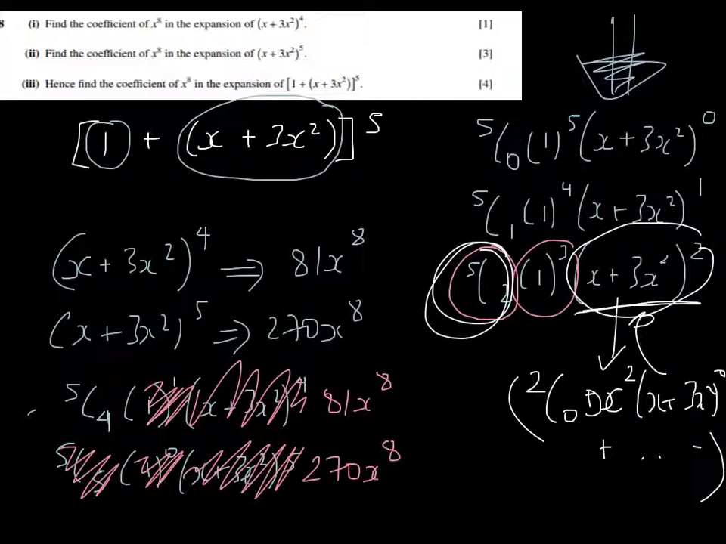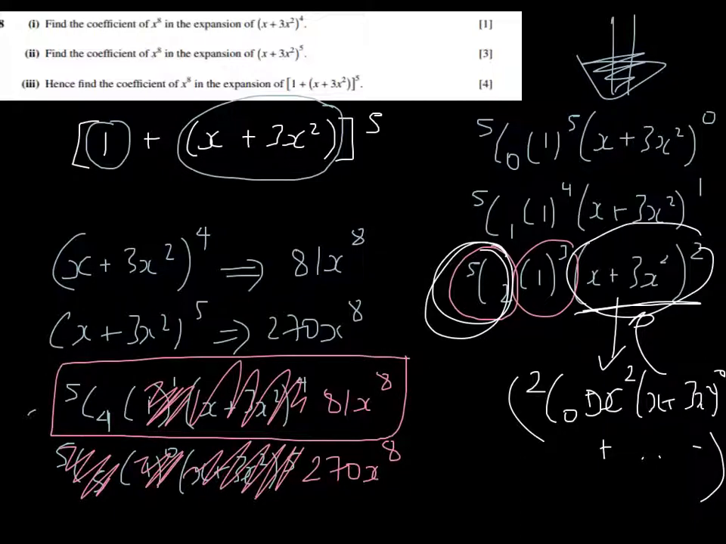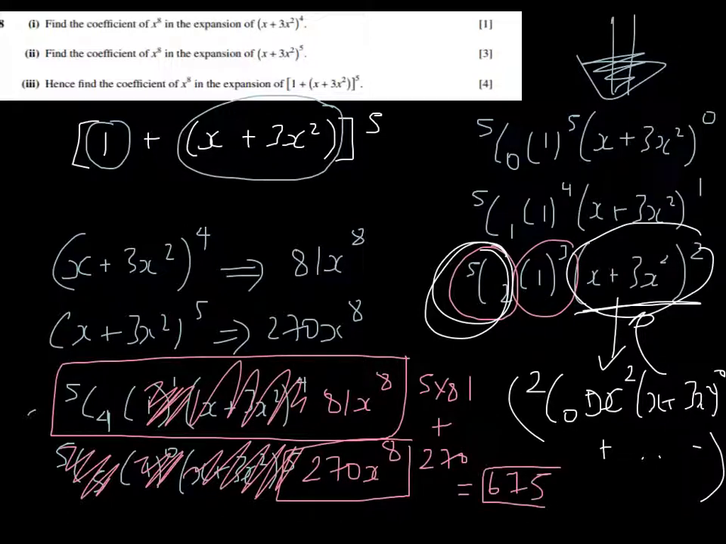So what I'm saying is, for this expansion here, the total coefficient of x to the power of 8 would be 5 times 81. And for this expansion here, the total coefficient would just be 270. So if I did the whole massive expansion, I'd group up all the like terms, I'd get 5 times 81, and I'd get 270, I'd add them all together, and I would get 675. And that's the answer there.